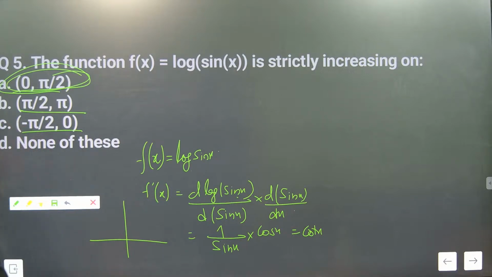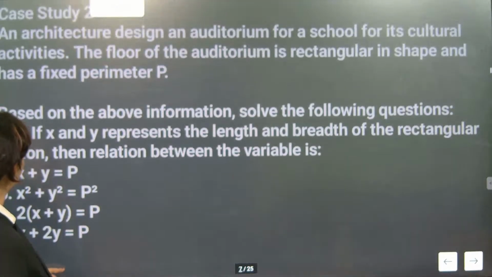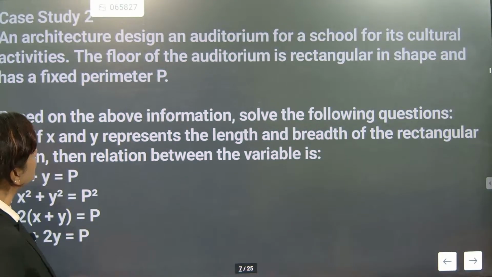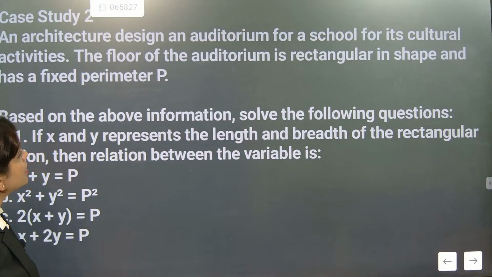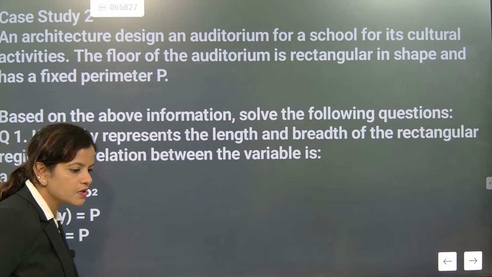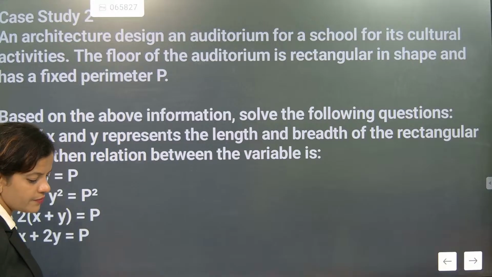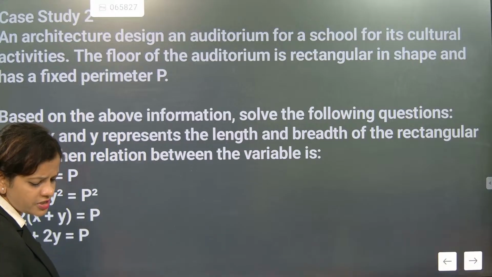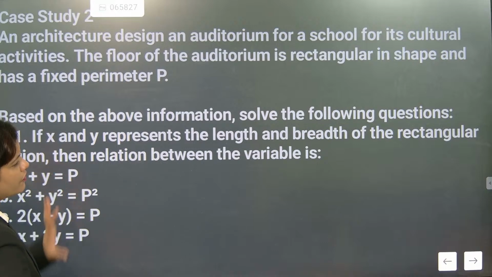I hope you might have understood this one. We'll go for the next question. Come on, go for this part. Case study 2: an architect designs an auditorium for a school for its cultural activities. The floor of the auditorium is rectangular in shape and has a fixed perimeter P. Based on the above information, solve the questions.